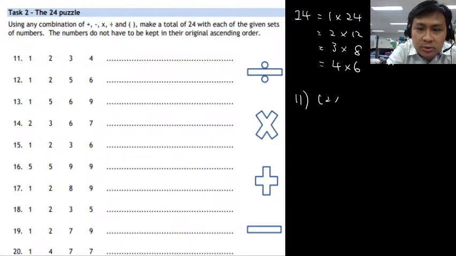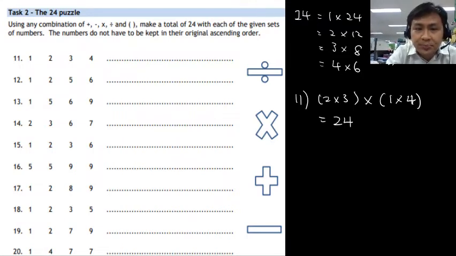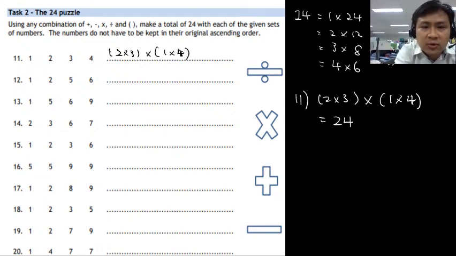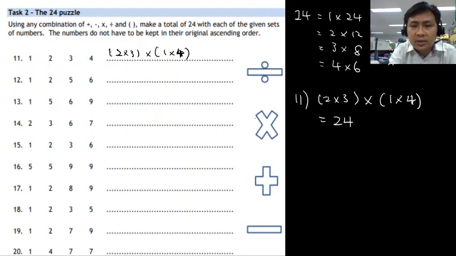I can take 2 times 3, times 1 times 4. So 6 times 4 will give me a combination of 24. So my first pair of answers will look something like this. Okay, so this is one of the possible answers for question number 11. Let's look at another example.